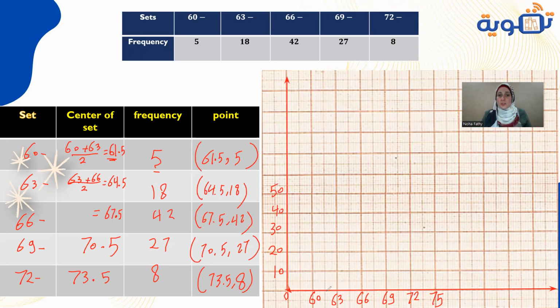Between 60 and 63, 61.5 is in the middle between 60 and 63. So I will write the point here in the middle, on the bold line, at 5. Where is 5? In the middle between 0 and 10. So the first point is like this.